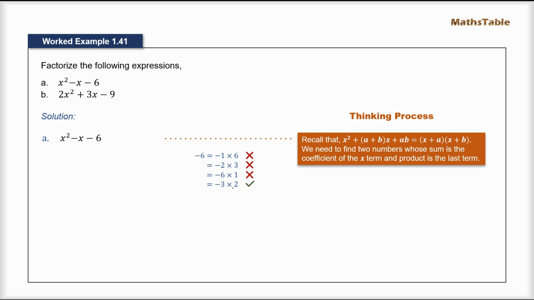We can see that minus 3 times 2 gives us minus 6 and minus 3 plus 2 gives us minus 1. So now what we'll do is we'll just split or break this middle term into minus 3x plus 2x based on these two numbers, minus 3 and plus 2.